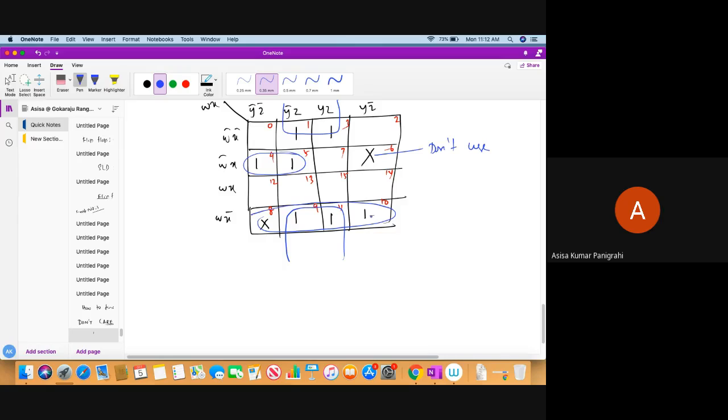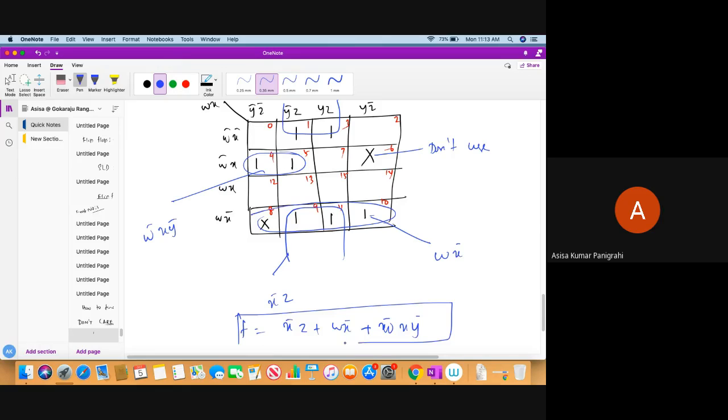Okay. So what is my final answer here? What is common? W X bar. And for this grouping, what is common? X bar Z. And for this grouping, what is common? W bar X and Y bar. Okay. So finally I have got X bar Z, W X bar and W bar X Y bar. Okay. This is my final minimized function.